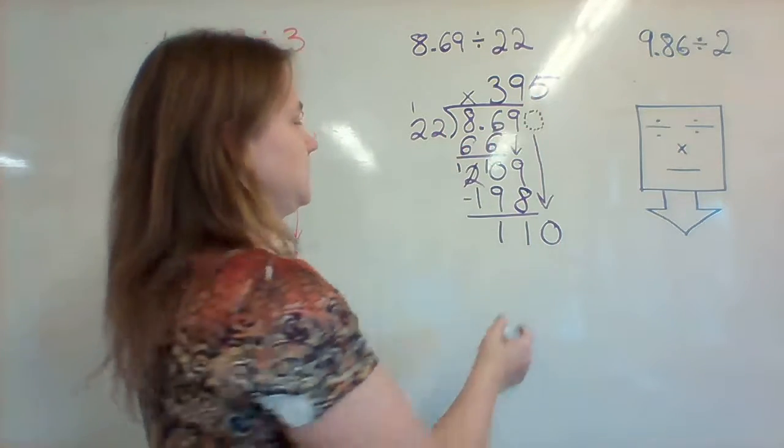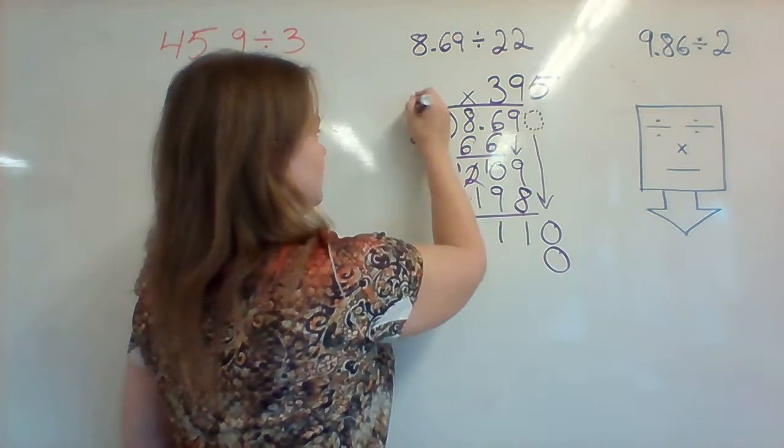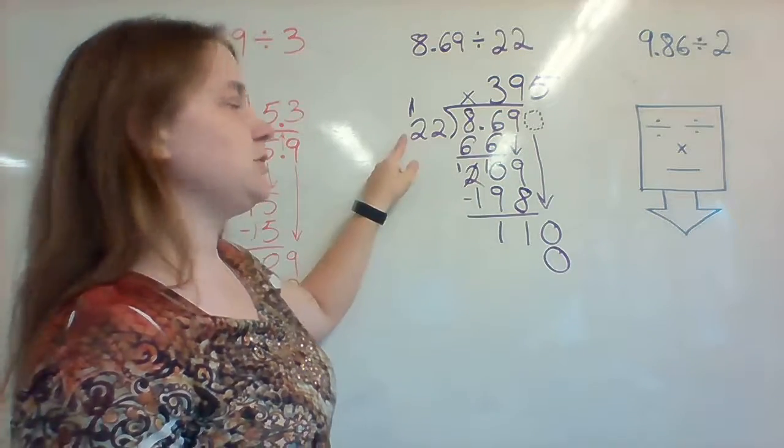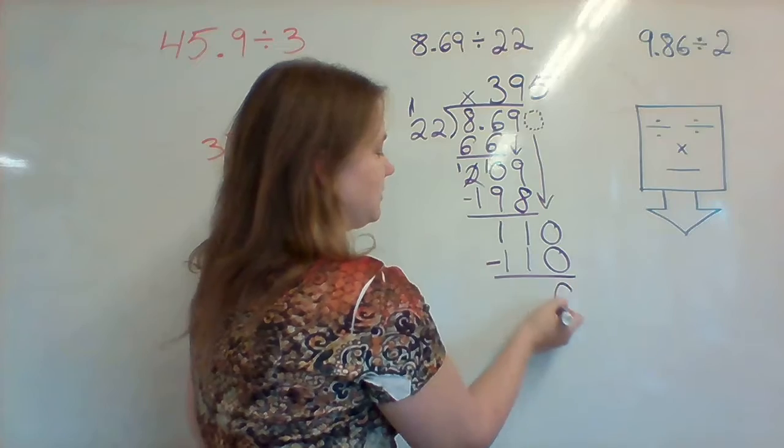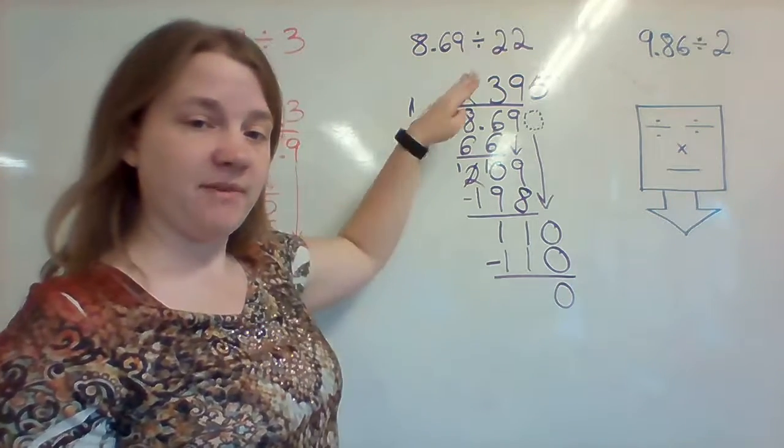5 times 2 is 10. Put that 1 back there. 5 times 2 is 10 plus 1 is 11. And I'm left with 0. So I have my final answer.